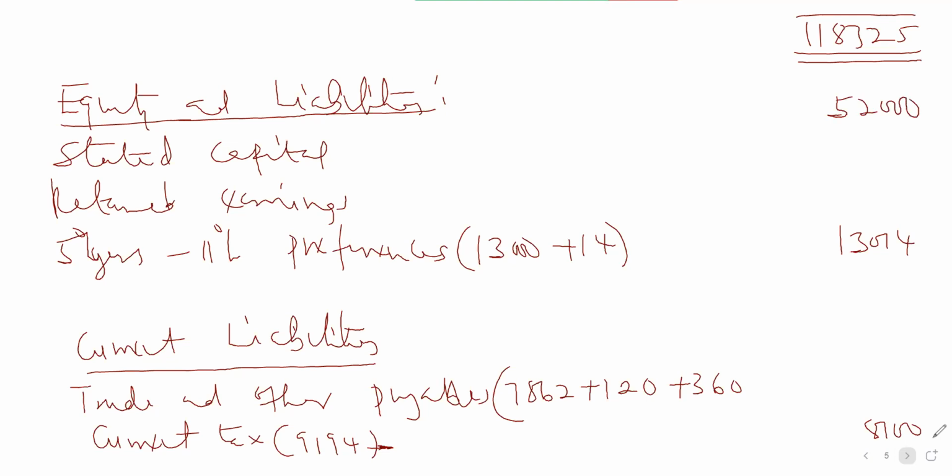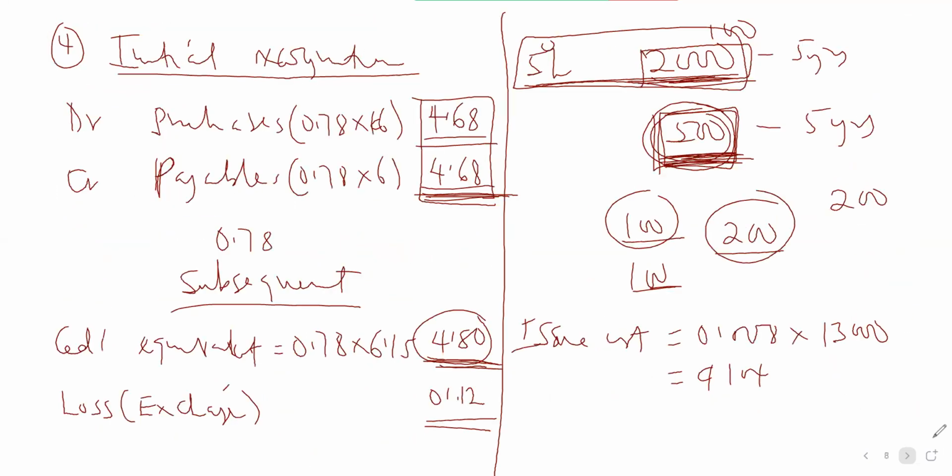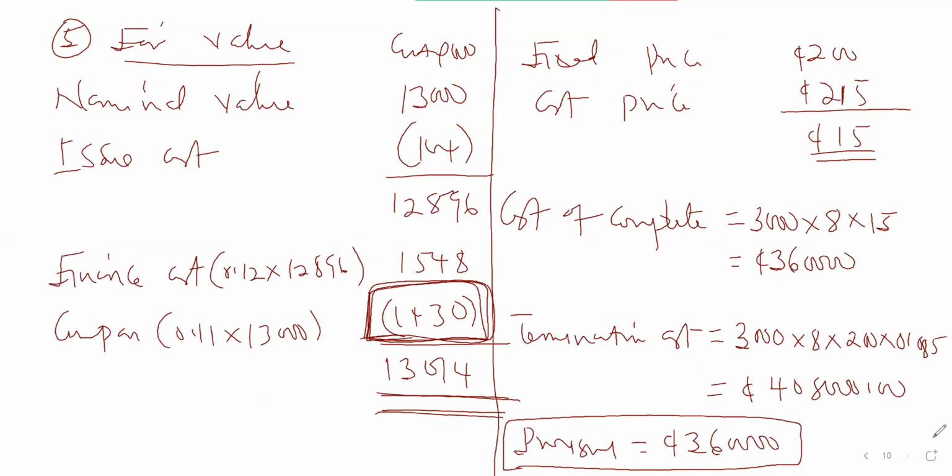Okay. But something will happen to the retained earnings, isn't it? We have to do workings for the retained earnings. So let's add the trade and other payables. What are we getting? 7862 plus 120 plus 360. I'm getting 8342. So let's do the workings for the retained earnings.